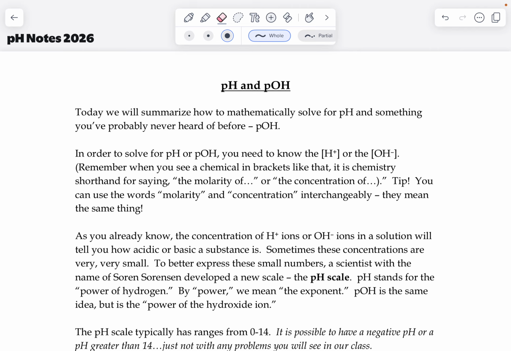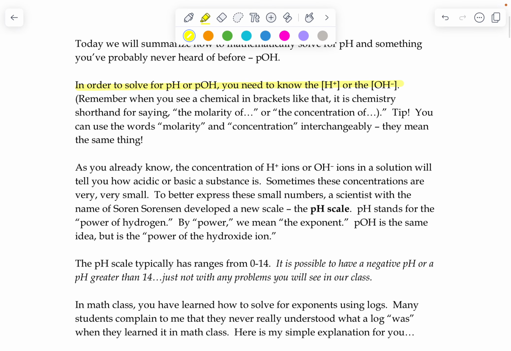So you guys saw when we did our pH activity the other day that in order to solve for a pH or a pOH, you need to know either the H plus or the OH minus concentration. So just a little reminder, when you see brackets around a chemical like that, that's chemistry shorthand for saying the molarity of or the concentration of. Well, a lot of the concentrations, as you saw from that activity, are really small.